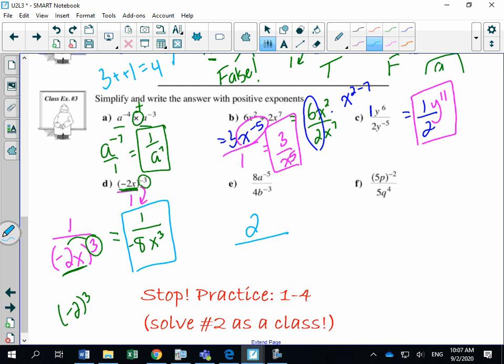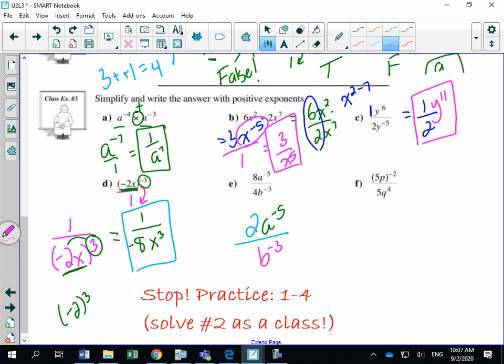At first I was going to say, let's subtract -5 minus -3, but bases are different, right? So can I combine those exponents if my bases are different? And the answer is no. So I'm going to write down a to the -5, and I'm going to write down b to the -3.